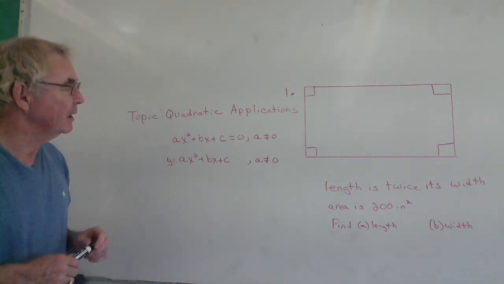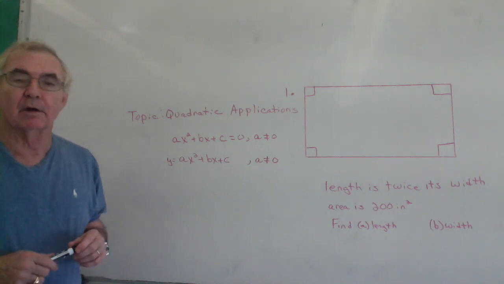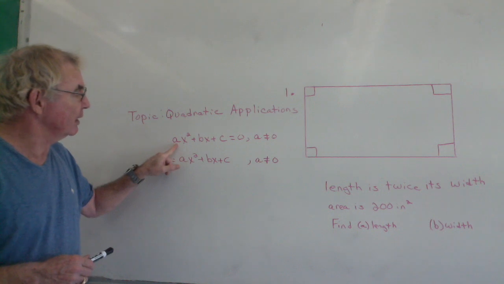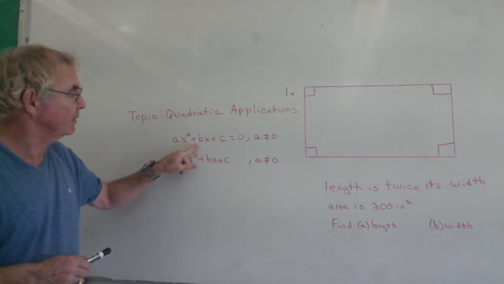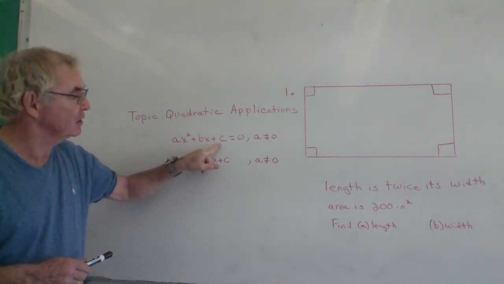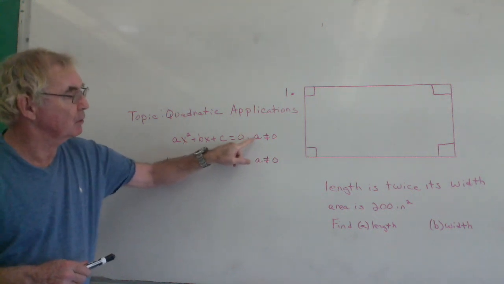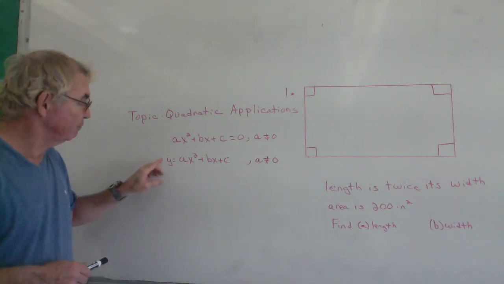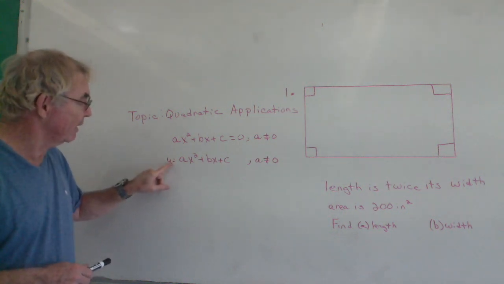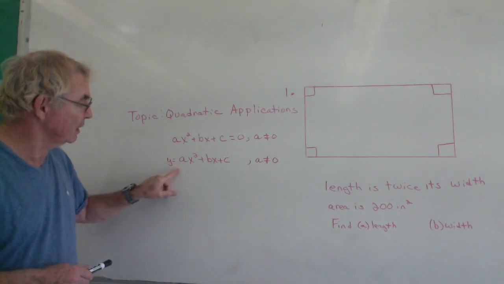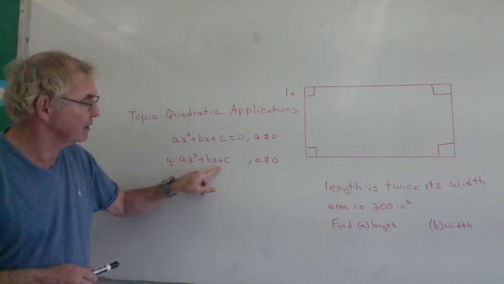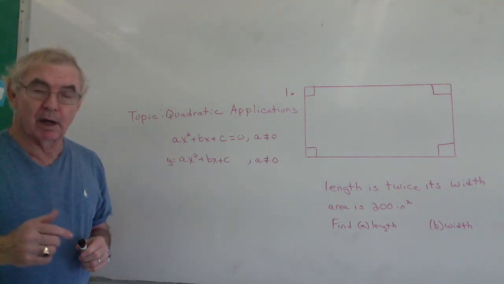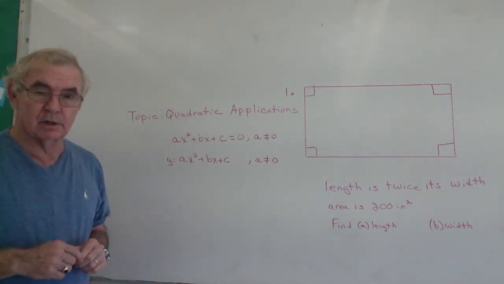In the past, you've studied quadratic equations. You have learned how to solve quadratics of the form ax squared plus bx plus c equals 0, of course, when a is non-zero. That makes it a quadratic. And you hopefully have explored graphs of quadratics of the form y equals ax squared plus bx plus c, a is non-zero. Today we're going to learn how to apply this to some situations.